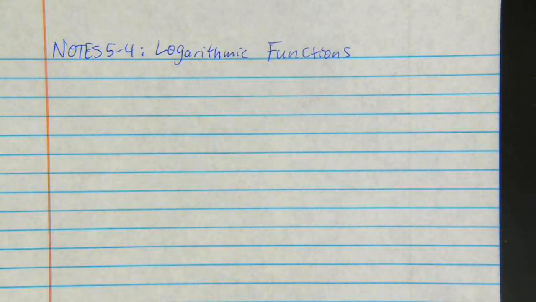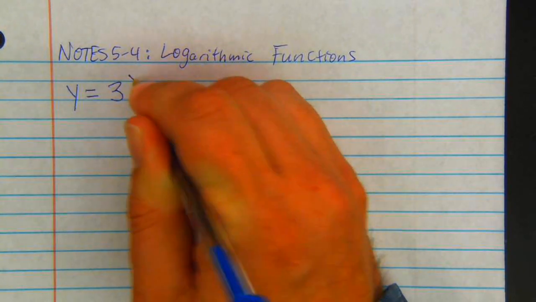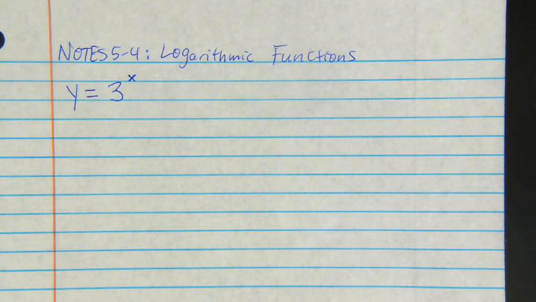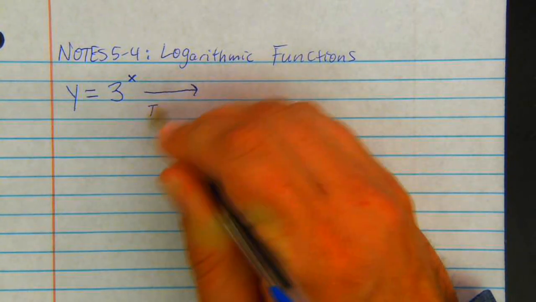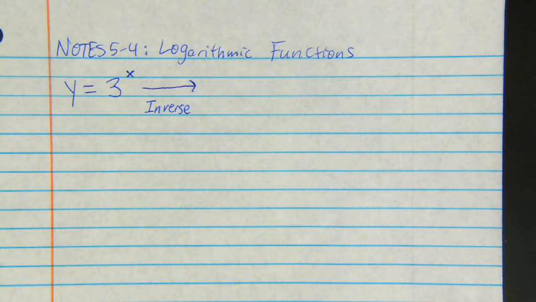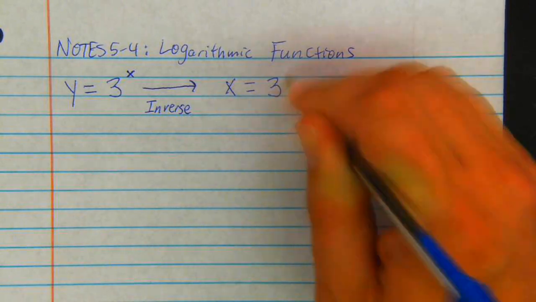All right, so what is a log? Well, yesterday we did exponential functions like y equals 3 to the x. We solved equations with them and we graphed with them. But what if we need to find the inverse of y equals 3 to the x? As we know, inverse equations are flipping x and y around. So we could just flip x and y around. X equals 3 to the y.